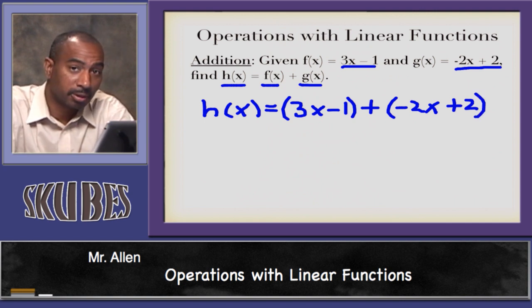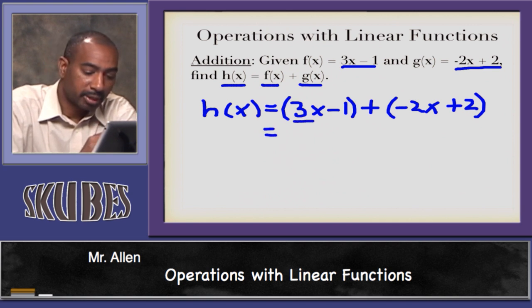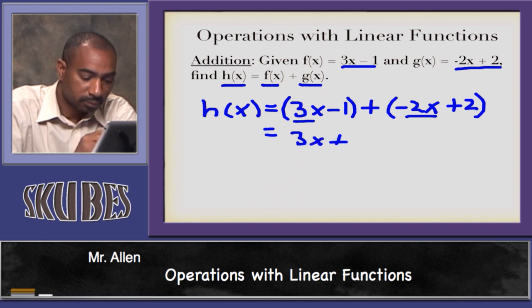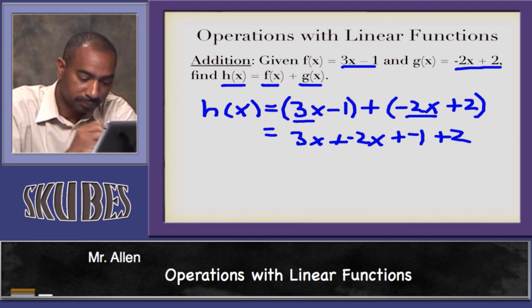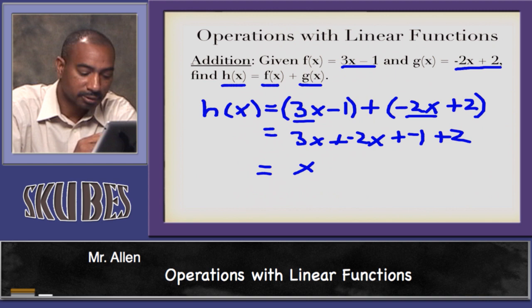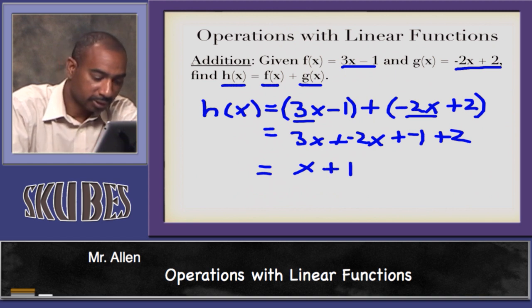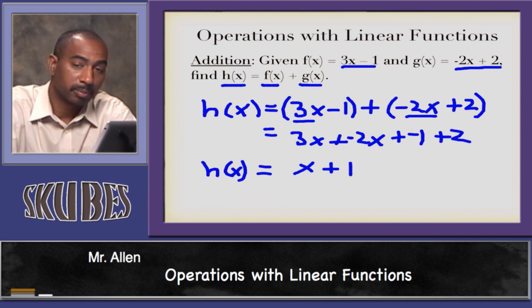And since it's addition, you can go ahead and just add like terms. So I have a 3x, I'm going to add that to a negative 2x. I have a negative 1, I'm going to add that to 2. So 3x plus negative 2x is just x. And negative 1 plus 2 is just simply 1. So that's what h of x is when you simplify by adding the two rules from the previous functions together.